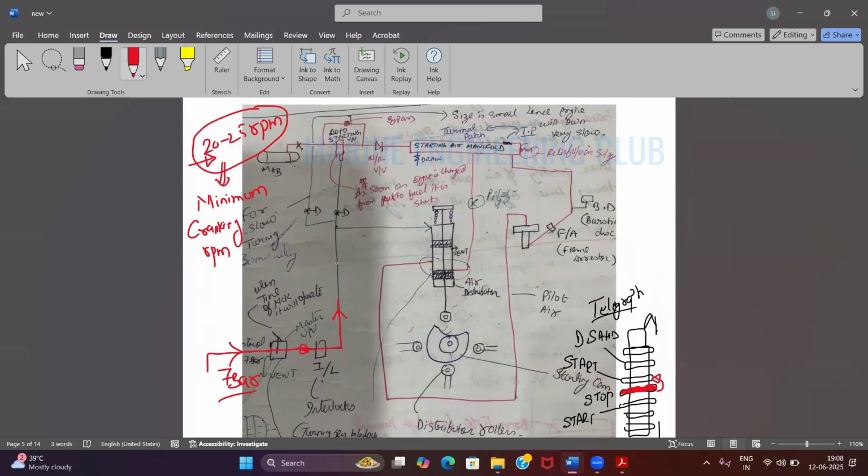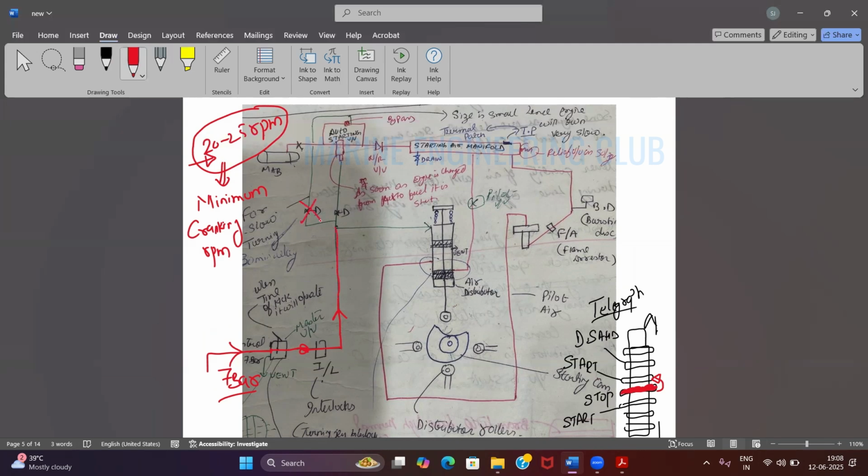Suppose the low-low pressure interlock is active. Then it will not give any pressure further. But if all interlocks are completely fine, no hindrance is there, then this air pressure will go further.